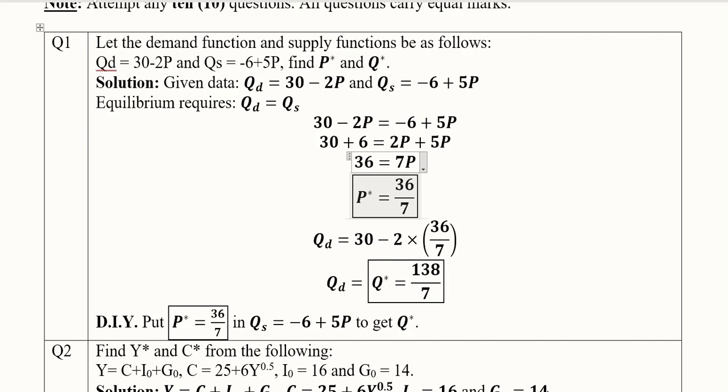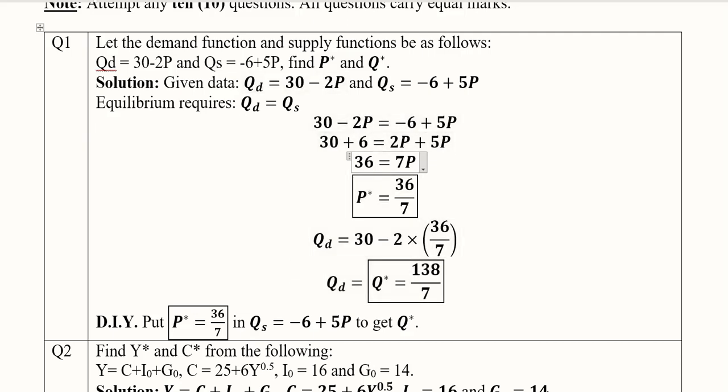of equilibrium price. And once we have the value of equilibrium price, we can also find the value of equilibrium output either by putting this value in this equation, that is the demand equation, or the supply equation. So we chose the demand equation in the first place. We substitute the value of equilibrium price in it, and we found the equilibrium output, which is 138/7.